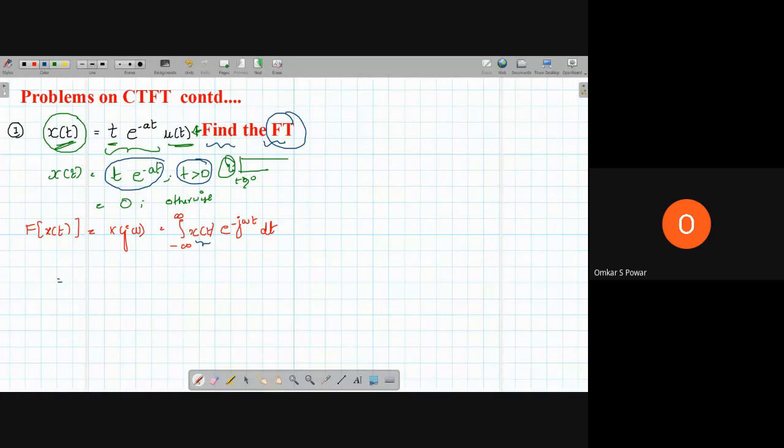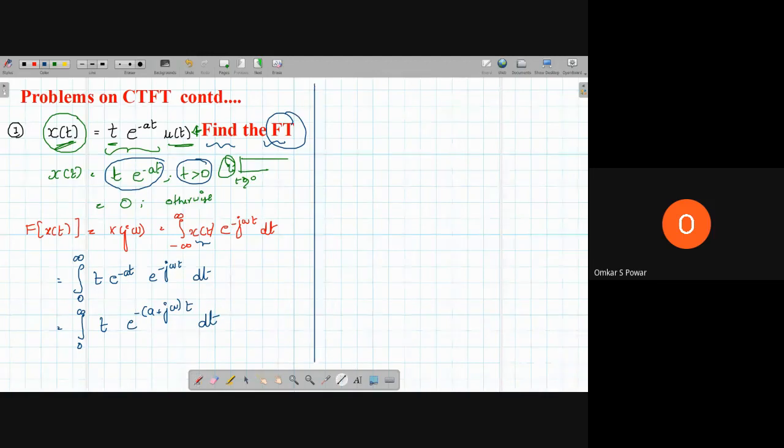So what happens to your limit? Let me write the formula integral; I will not substitute the limit yet. So what is your x of t? T e power minus at, defined for t greater than 0. So from 0 to infinity e power minus j omega t dt. Now just simplify this one and get the answer. So integral 0 to infinity t e power minus, I will take outside, a plus j omega into t dt. Let me solve it here only.